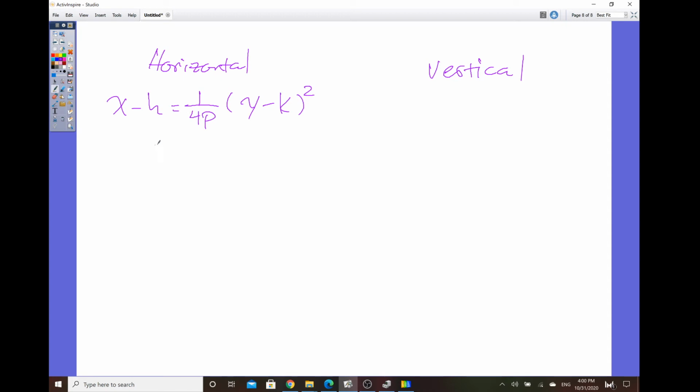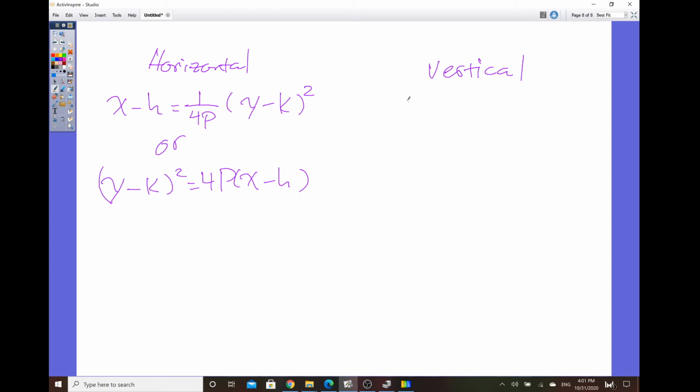Or y minus k quantity squared equals 4p times x minus h. For those who might be wondering why this one can be written two ways, it's because this is considered multiplication. Think about that. If you take this one over to the other side, it's considered division. So division, multiplication, just like cross multiplying. It's the same thing. So x minus h times 4p equals y minus k quantity squared.